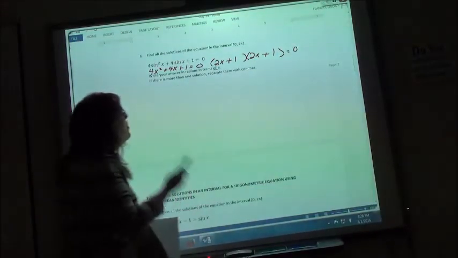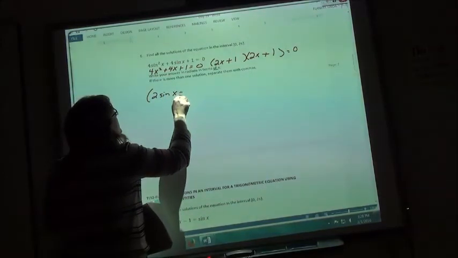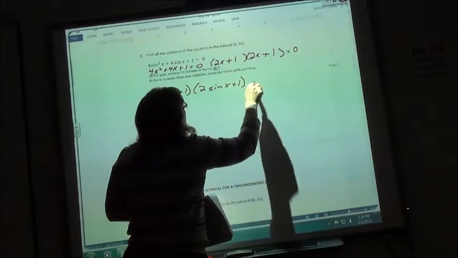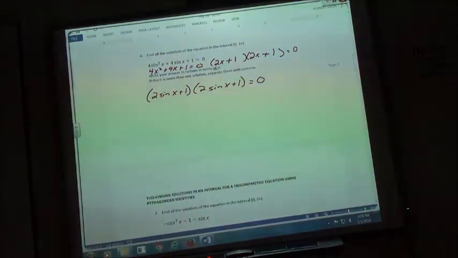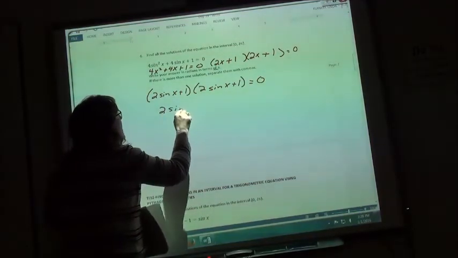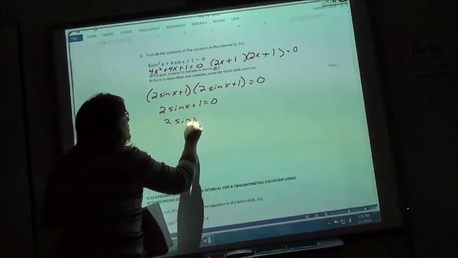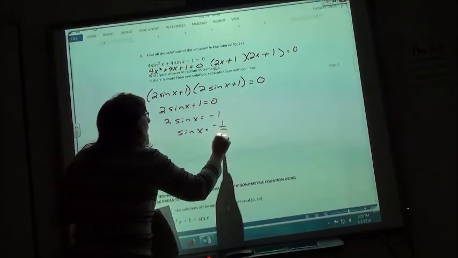So that factors out. So I would say that I have 2 sine of x plus 1 times 2 sine of x plus 1 equals 0. And again, I could FOIL that out just to double check it, but that should be good. In this case, both of my factors are the same, so it's going to give me the same value. So I'm just going to solve one of them. If 2 sine of x plus 1 equals 0, 2 sine of x would equal negative 1, so sine of x would equal negative 1/2.